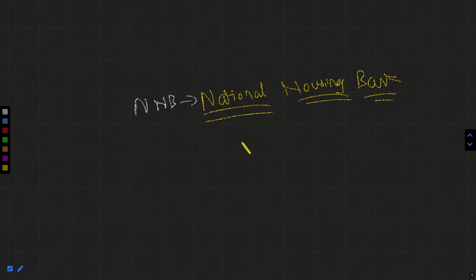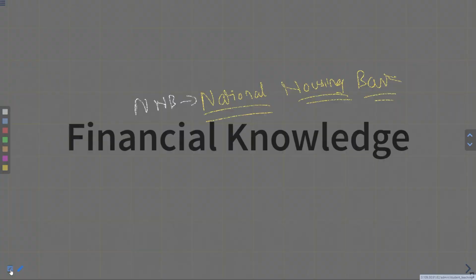We had seen several aspects, like the NHB is a wholly owned subsidiary of the Reserve Bank of India, established through the NHB Act 1987, but the establishing year is 1988. We also discussed that it is an apex institution in the field of housing sector. In the previous lecture we had also completed several facts and figures.